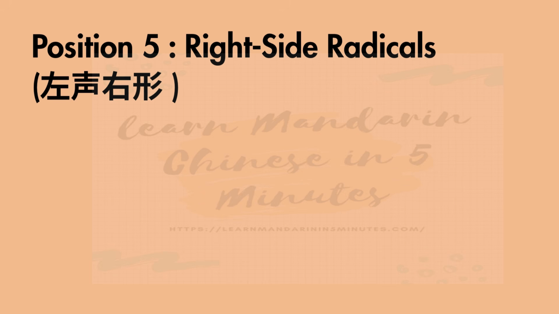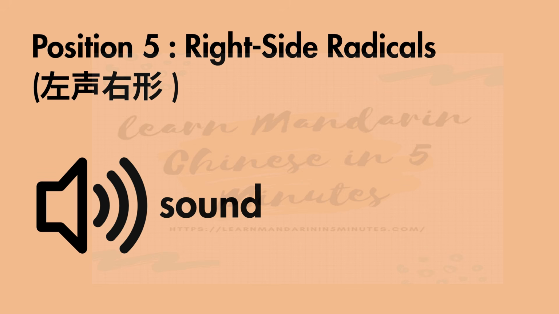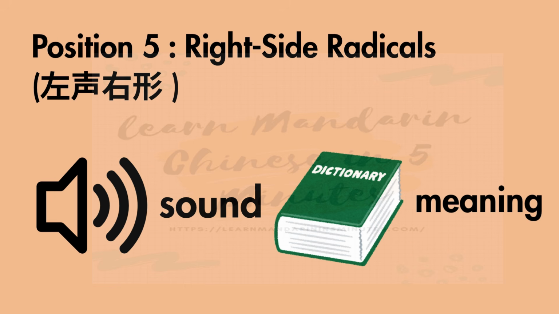Position 5, right side radicals. Let's look at a special pattern that has sound on the left and meaning on the right. Normally, in Chinese characters, meaning comes first and sound follows. But here, that order is flipped. So, why does this happen?